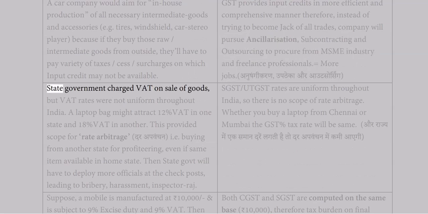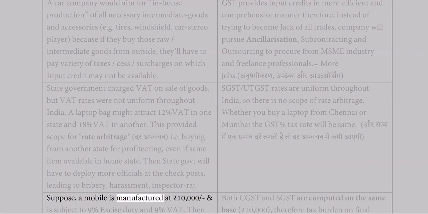Equals more jobs. State governments charged VAT on sale of goods, but VAT rates were not uniform throughout India. A laptop bag might attract 12% VAT in one state and 18% VAT in another. This provided scope for rate arbitrage, i.e. buying from another state for profiteering, even if the same item was available in the home state. Then the state government would have to deploy more officials at the checkposts, leading to bribery, harassment, inspector raj. SGST and UTGST rates are uniform throughout India, so there is no scope of rate arbitrage. Whether you buy a laptop from Chennai or Mumbai, the GST tax rate will be the same.